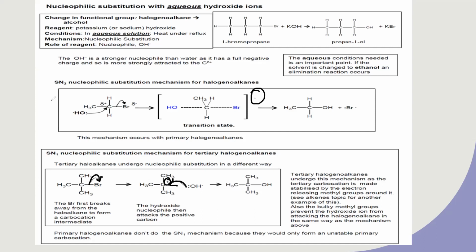So SN2: S means substitution, N means nucleophilic, and 2 stands for the rate or speed of reaction depending on two molecules. Whereas SN1: S means substitution, N means nucleophilic, and the rate depends on only one molecule.